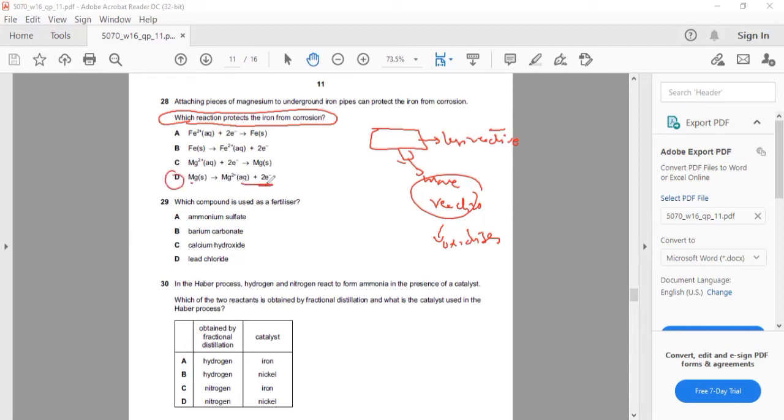Magnesium will lose electrons. The more reactive loses electrons and prevents the less reactive from oxidizing. This is called, where did we study this? Sacrificial protection.